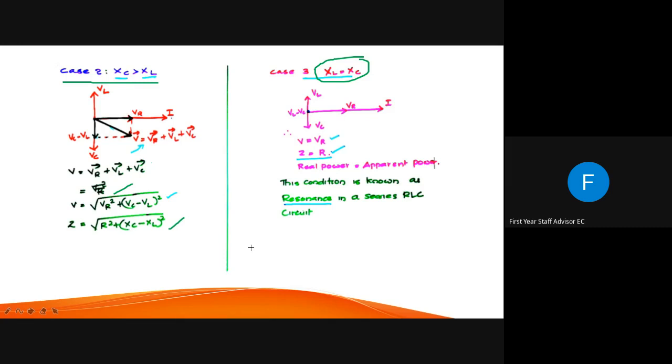Okay. So is that clear? So for RLC circuit, there are three divisions. One is XL greater than XC. Second one is XC greater than XL. Third one is XL equal to XC. When XL greater than XC, the circuit behaves like an inductive circuit. When XC greater than XL, the circuit behaves like a capacitive circuit. When XL equal to XC, the circuit behaves like a resistive circuit.